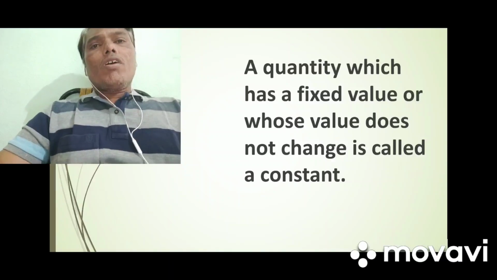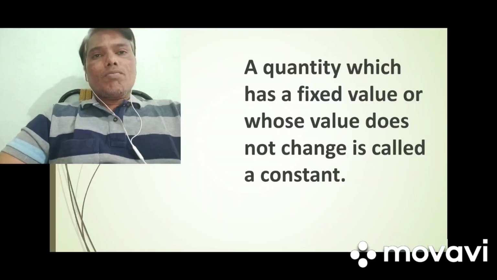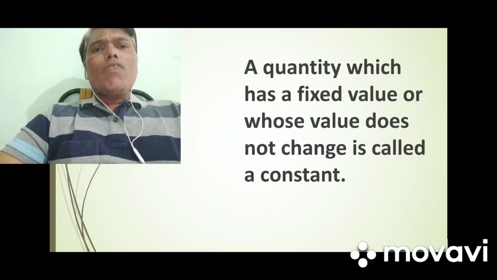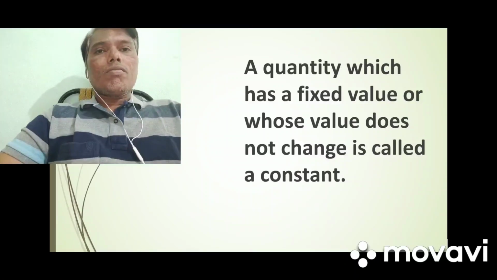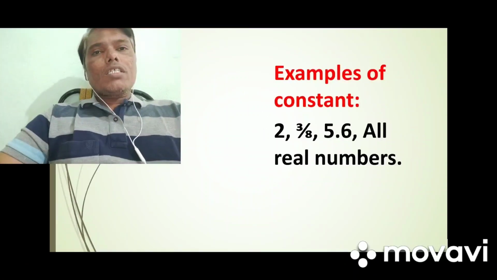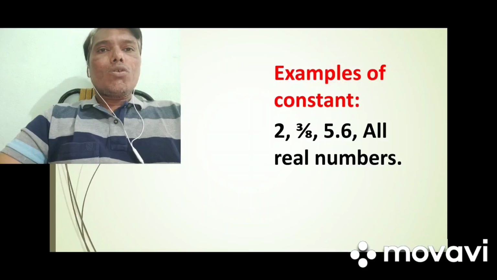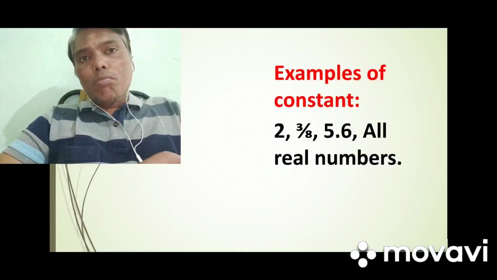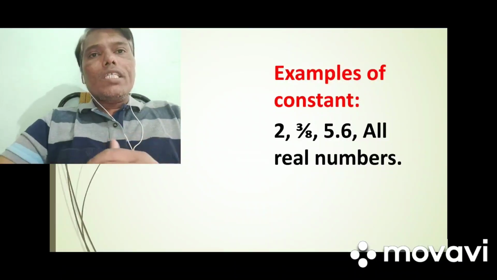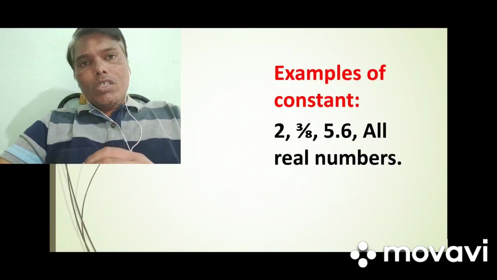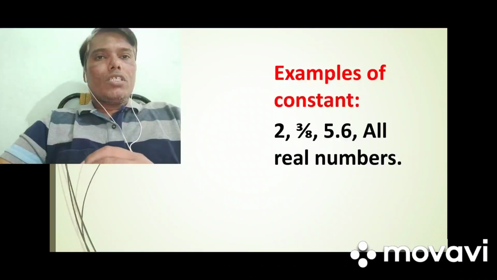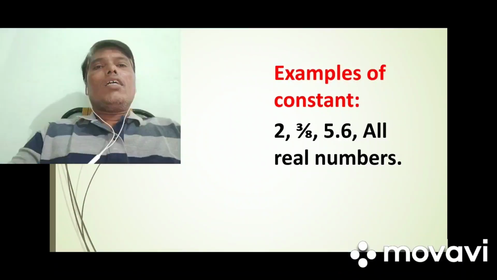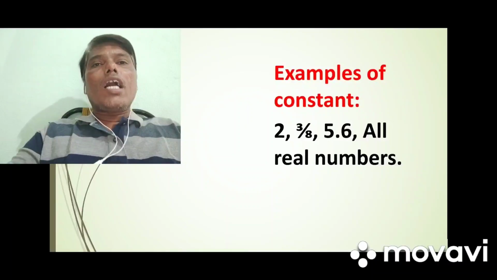What are the examples of a constant? Every real number is a constant. So 2 is a constant, 5 is a constant, root 2 is a constant, 2.5 is a constant. Every real number is a constant because these values are not going to change, they have a fixed value. Now let us discuss the constant pi.